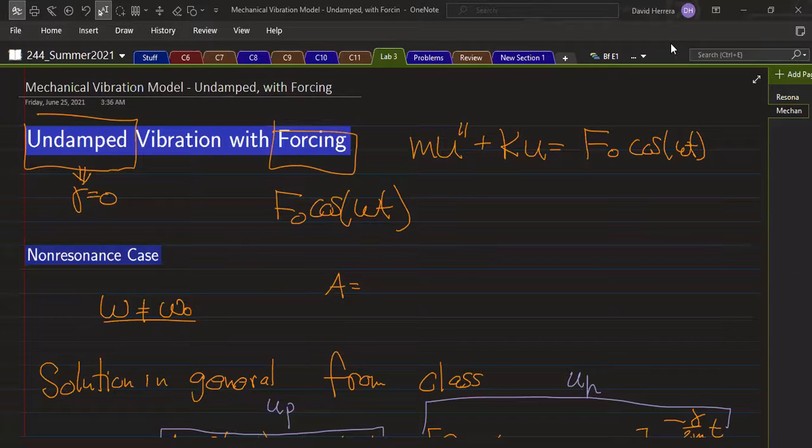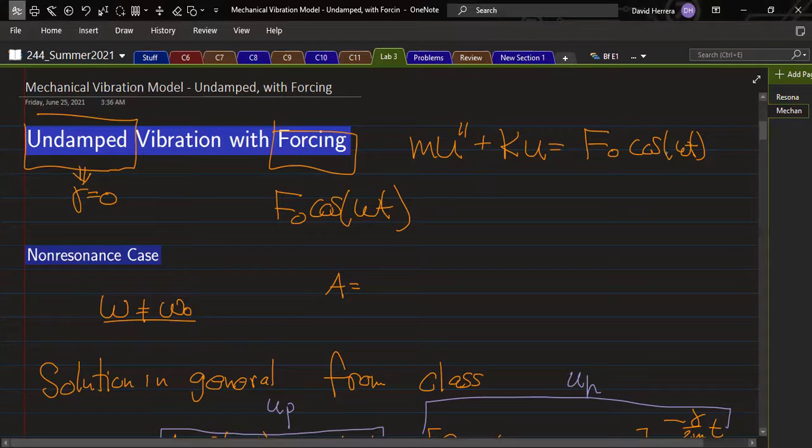Hello, in this video, we're going to talk about undamped vibration with forcing. So this is the equation that we're going to be looking at. Remember the standard model that we were looking at earlier. In this case, we are going to have no damping, so undamped. So gamma is going to be 0. So this term's not here. So we have this equation.